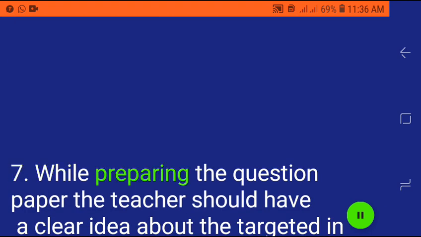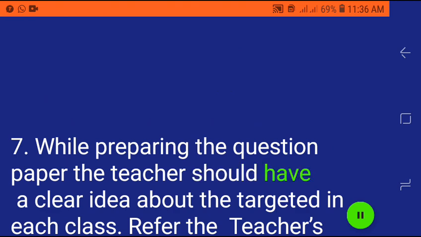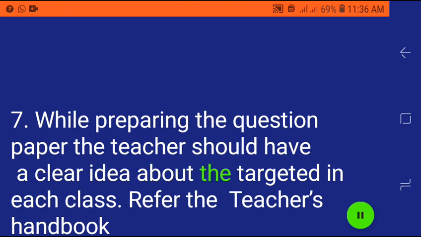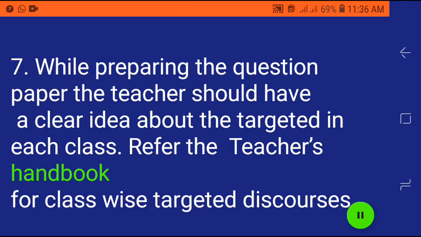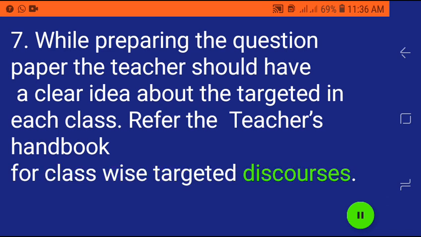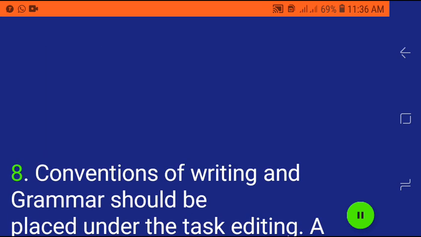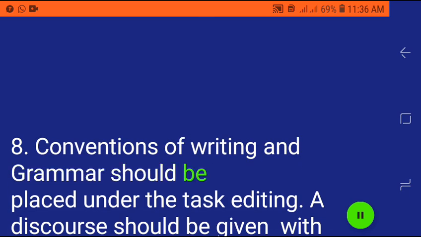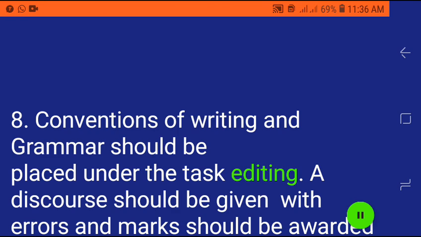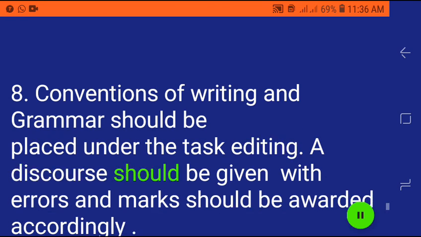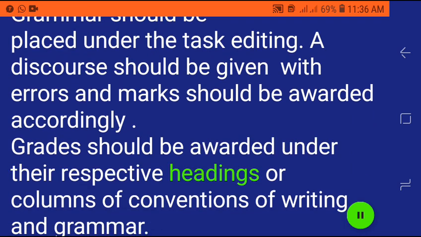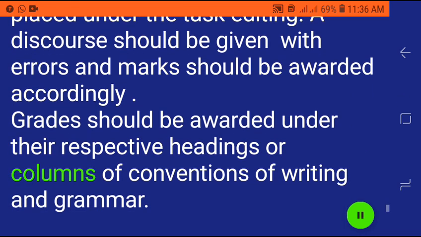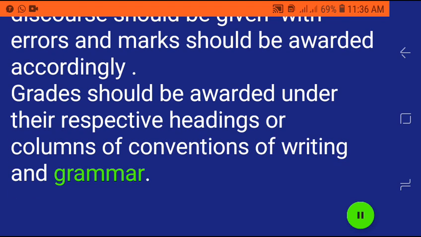7. While preparing the question paper, the teacher should have a clear idea about the discourses targeted in each class. Refer to the teacher's handbook for class-wise targeted discourses. 8. Conventions of writing and grammar should be placed under the task editing. A discourse should be given with errors and marks should be awarded accordingly. Grades should be awarded under their respective headings or columns of conventions of writing and grammar.